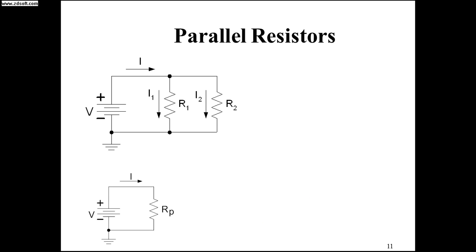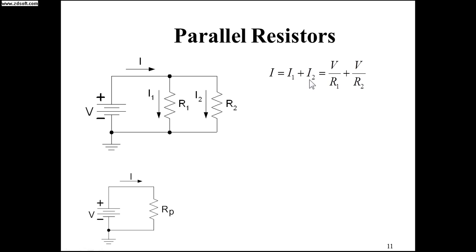Next, we will see the parallel resistor circuit. Here two resistors, R1 and R2, are connected in parallel. If you look here, the current gets divided. By using Kirchhoff's current law, we can see that this current I is split into I1 and I2, so I is equal to I1 plus I2.